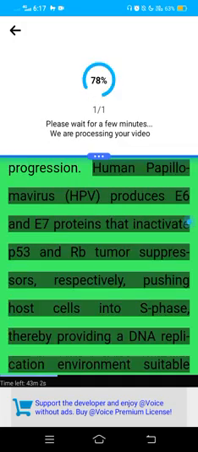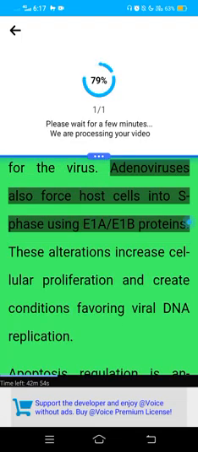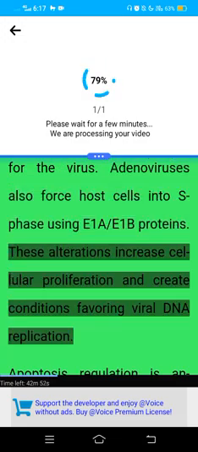Human papillomavirus (HPV) produces E6 and E7 proteins that inactivate p53 and RB tumor suppressors, respectively, pushing host cells into S phase, thereby providing a DNA replication environment suitable for the virus. Adenoviruses also force host cells into S phase using E1A and E1B proteins. These alterations increase cellular proliferation and create conditions favoring viral DNA replication.